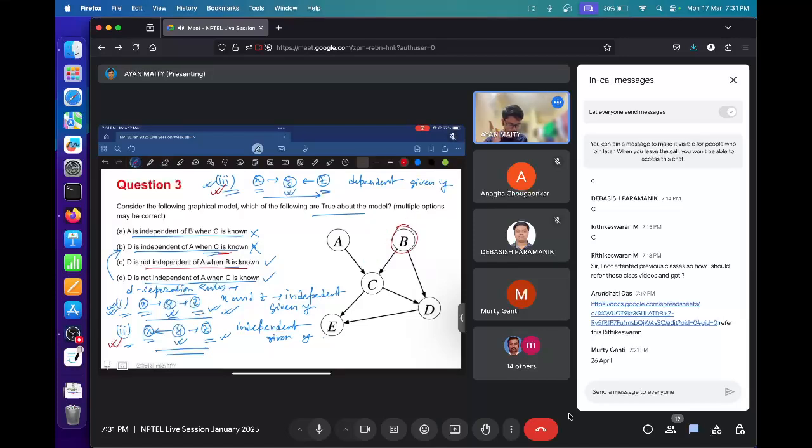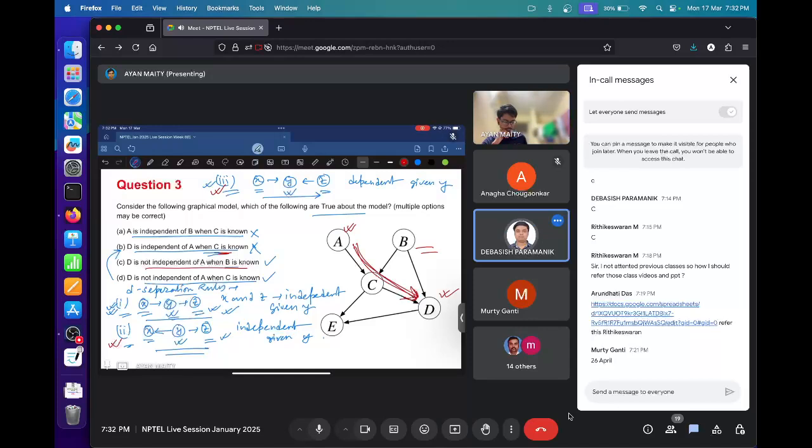B is given, and we want to find out the dependence of A and D. So we have this path. This is one path out of three paths we have. This is one path. This is another path. First we are taking the easiest path, this one, A C D. So B is given, but C is not given. So C is certainly not blocking this path from A to D. We have found one path that is not blocked. So D and A cannot be independent of each other.